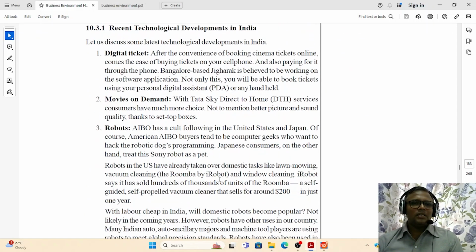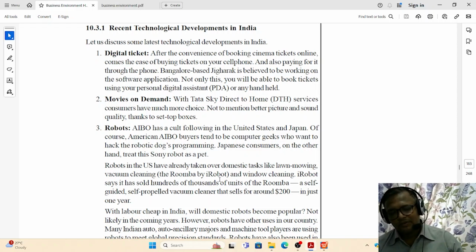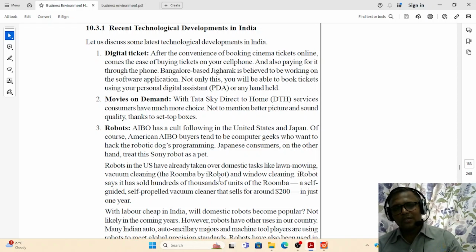Thus, the recent technological developments in India, the first is the digital ticket. And in fact, this list is infinite. We can just give you these few points. The list is really infinite because things are coming up daily, weekly, monthly, in different sectors, different areas. We can highlight less than 1% of the innovations. So the first is the digital ticket.